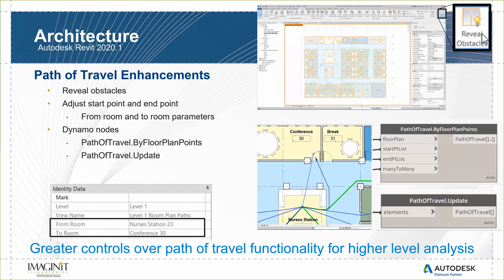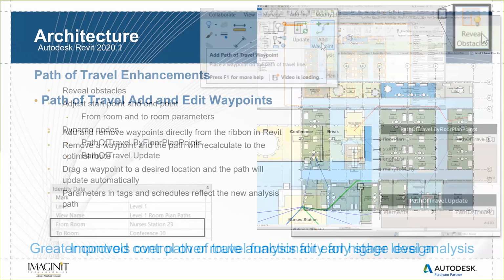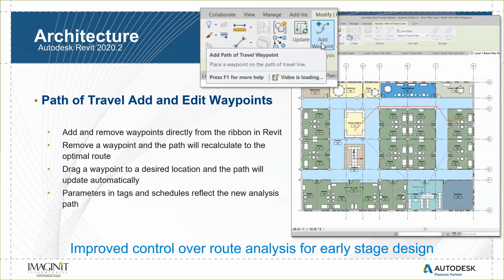In the 20.2 release, they've added waypoints. Basically, I can edit the path by adding points to my path and redirecting the path that way. Everything we've done here will automatically update the links in the schedules and the parameters, I should say.